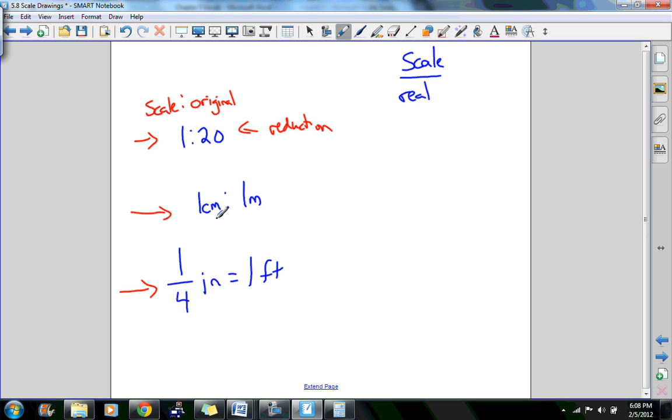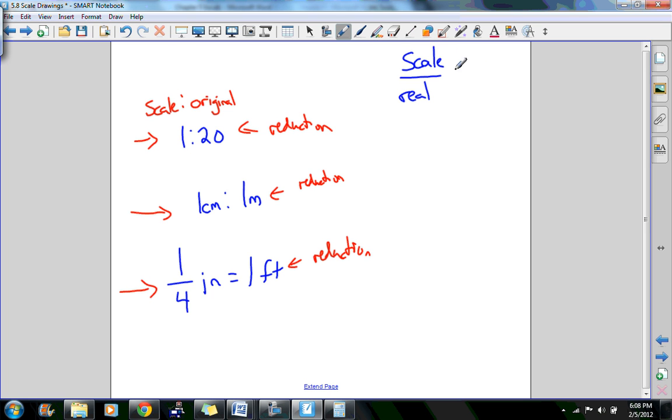Here, 1 centimeter on the drawing is equal to 1 meter in the original. So this is a reduction. And here, 1/4 of an inch is equal to 1 foot on the original picture. This is also a reduction.